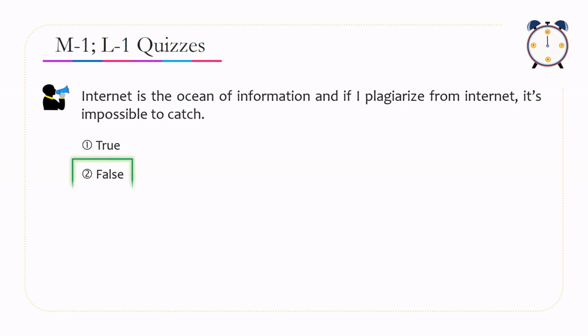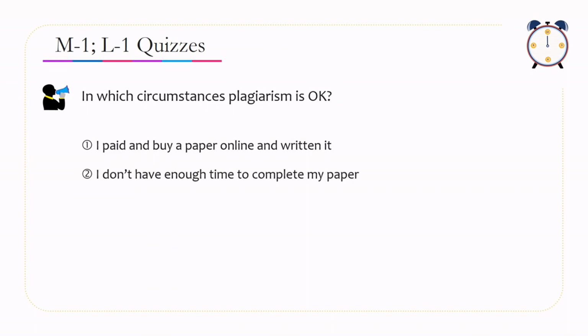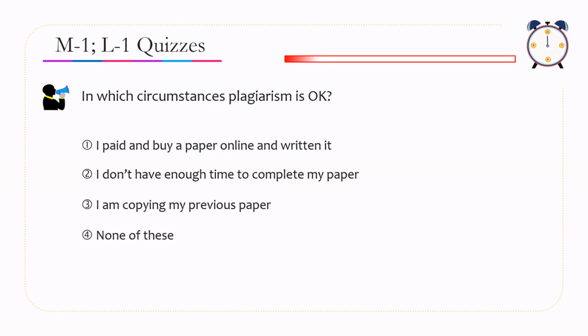Option 2 is correct because many different tools are available in the scholarly market to detect plagiarism, whatever the information may be. Next question. In which circumstances is plagiarism okay? The options are 1. I paid and bought a paper online and wrote it. 2. I don't have enough time to complete my paper. 3. I am copying my previous paper. 4. None of these. Your time starts now. Which one is right?